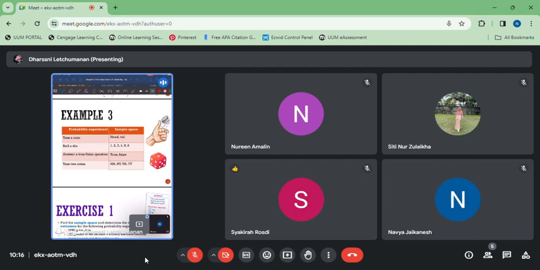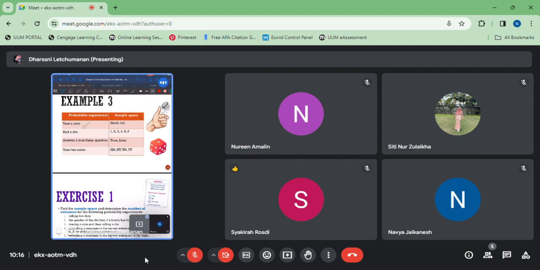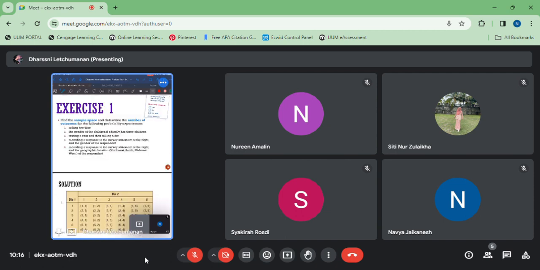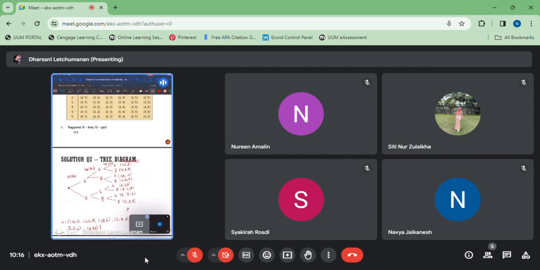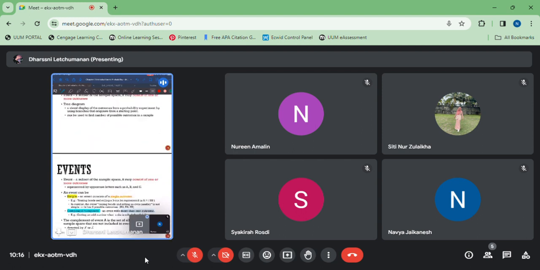Then this is what I was saying about sample space. When you toss a coin, there's either head or tail. When you roll a die, there are 6 numbers, right? When you answer a true or false question, there are only 2 outcomes in the sample space. And when you toss 2 coins, there are 4, because you might get head and head, head and tail, tail and head, and tail and tail. The exercises I'm sure your lecturer already taught, so I don't need to go through them.